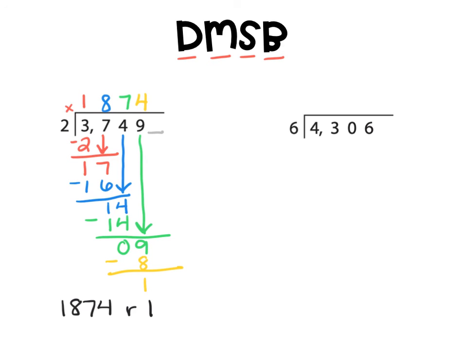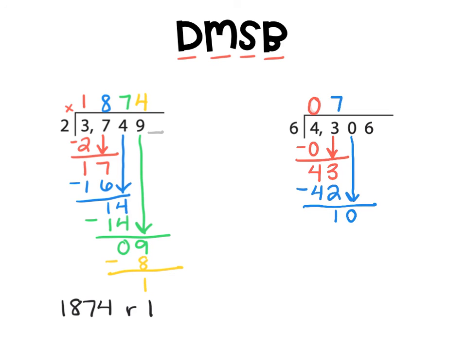Okay, let's go over that problem. I know that I have to start with the 4, but 6 doesn't go into 4, so that gets a 0. When I multiply, 0 times 6 is 0. When I subtract, I'll get 4 and bring down the 3. I know that 6 will go into 43 7 times, and that 7 times 6 is 42. When I subtract, I get 1, and I bring down the 0.